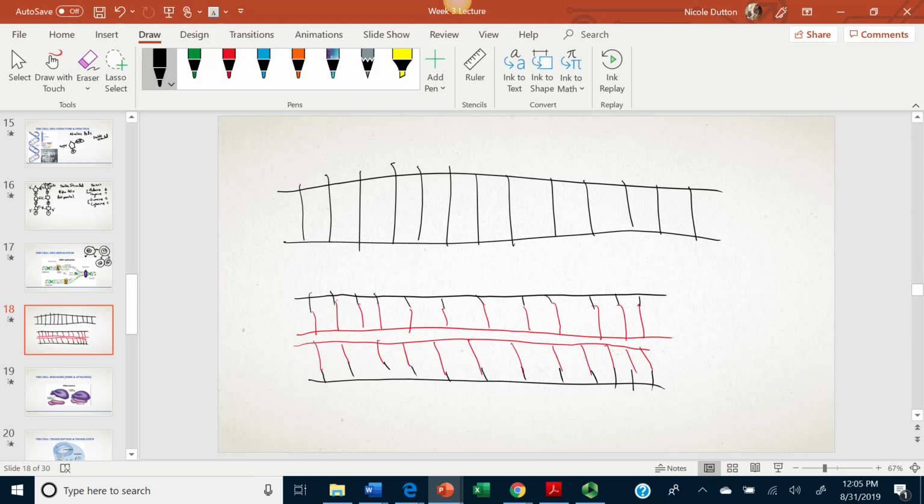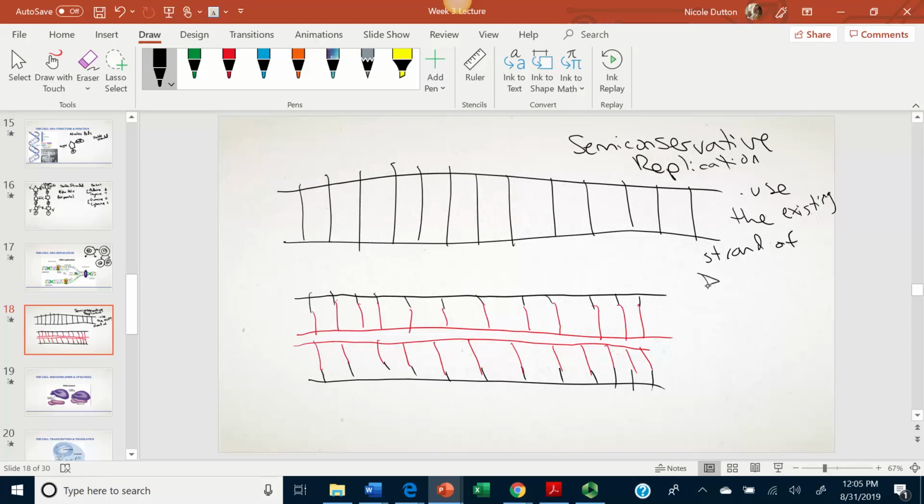This is known as semi-conservative replication. So you're going to use the existing strand as a template to make the new strands.